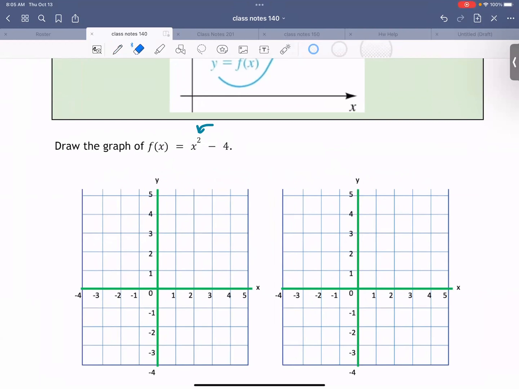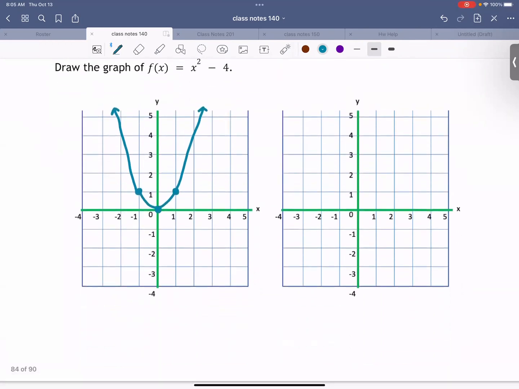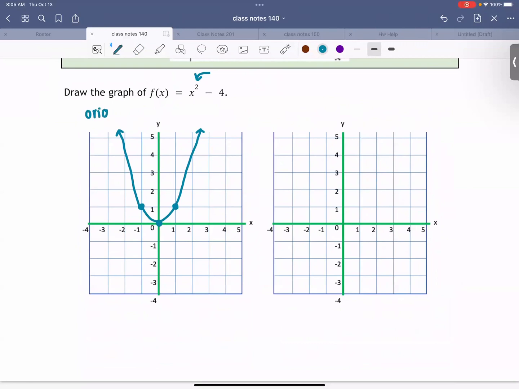What's the shape of that graph? U or parabola, right? And we know that the 3 points from our memory are 0, 0, -1, 1, and 1, 1. Okay. And I know that this graph has a U shape. So I know it sort of looks like this. This is my original graph, right? So I'm going to label this original graph. And this is the graph of x².